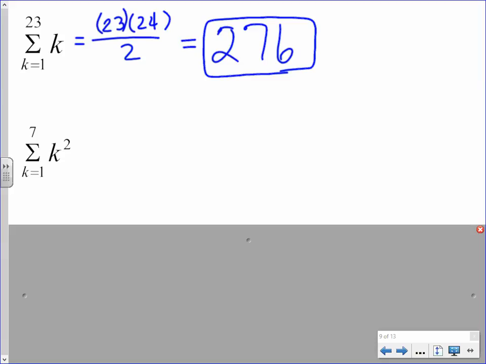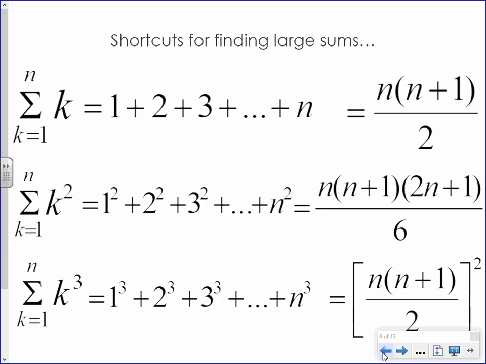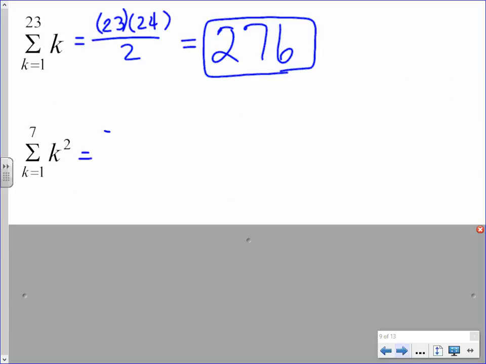Write this one down. The sum from k equals 1 to 7 of k squared. Okay? So, what is our k squared formula? N times n plus 1 times 2n plus 1 over 6. So n is 7 times, then we have to do n plus 1, which is 8. And then what about 2n plus 1? 14. Thank you. All over 6. Is what? I just didn't hear you. 140.